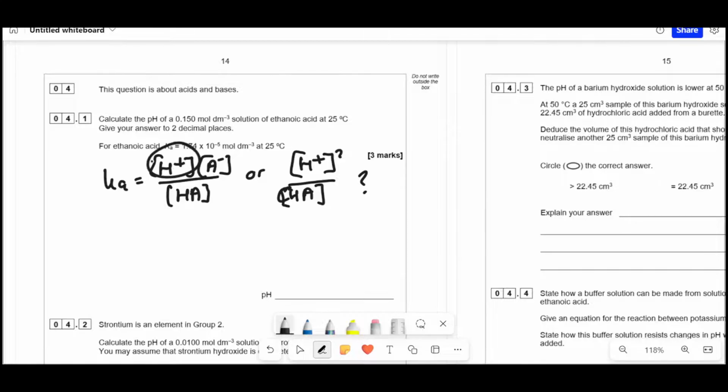H plus, protons, that's all we care about when it comes to pH. We want to find that. HA is your concentration of your acid. H plus is what makes your protons. It's what makes an acid an acid. So then A minus, what does that mean? Where does that come from? So A minus is obviously the bit from there, but what provides it?